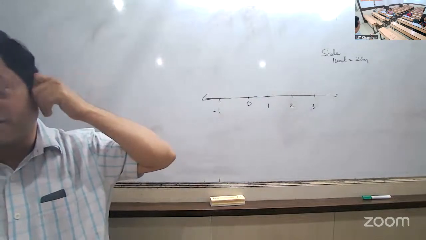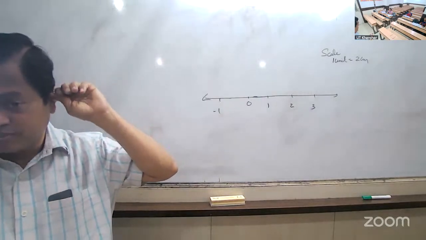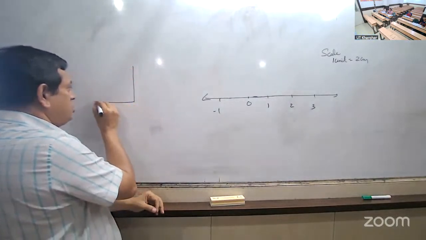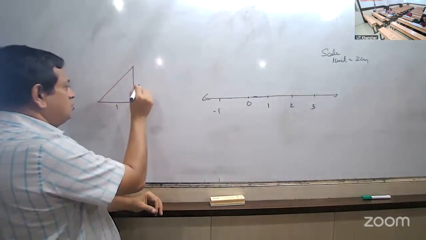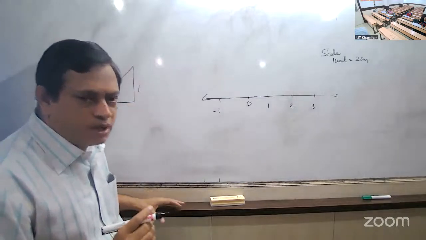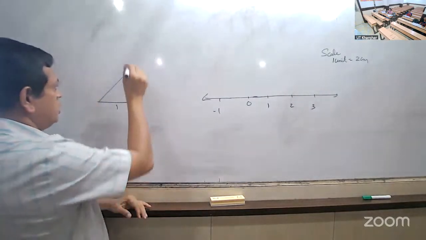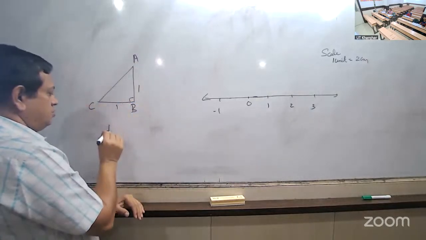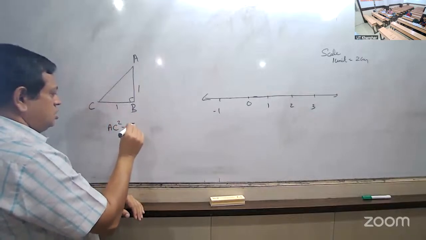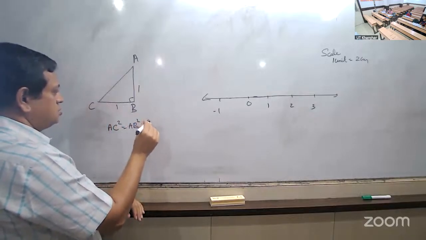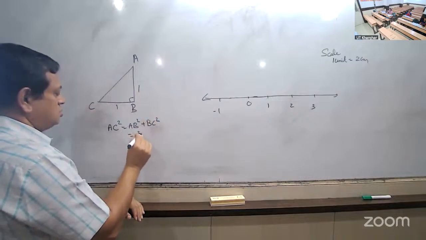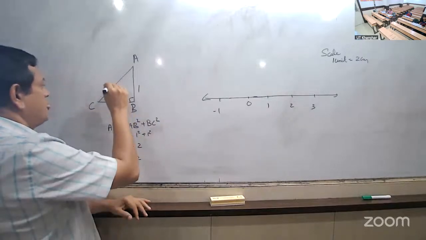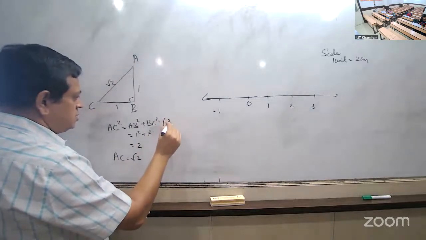Last class, you remember, we discussed the Pythagoras theorem. Using the Pythagoras theorem, in a right triangle, if you take two sides as 1 unit each, the hypotenuse will come as root 2. So you will write that before doing root 2. You will write in triangle ABC, AC square is equal to AB square plus BC square, that is equal to 1 square plus 1 square, which is equal to 2. Therefore, AC is equal to root 2. The reason you will write is the Pythagoras theorem.